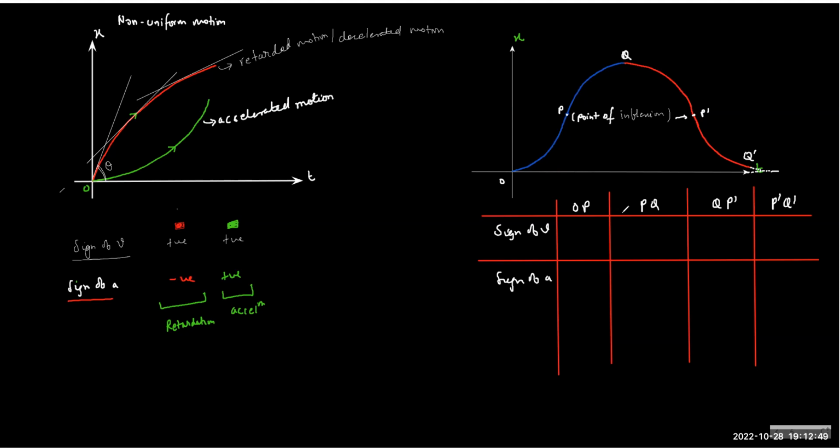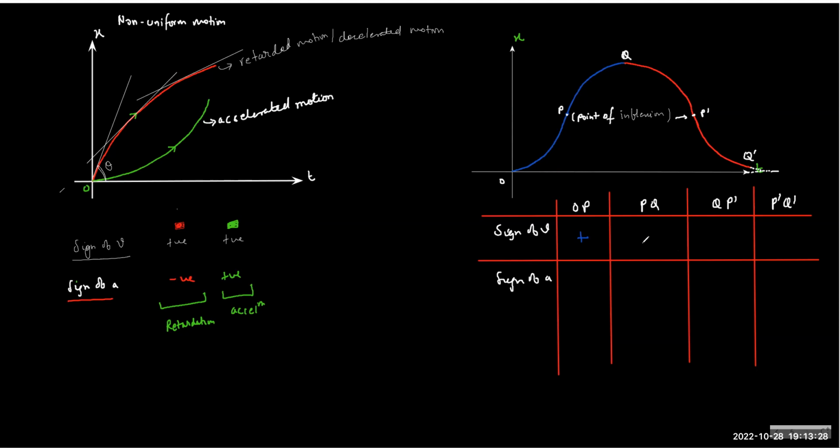If you choose any random point between O to P and draw a tangent, what do you think? It will make an acute angle with the T axis or an obtuse angle? Acute. So acute means positive slope or negative slope? Positive. So if acute means positive slope, the sign of V will be positive? Yes. Very good. So the first part you nailed it. Positive.